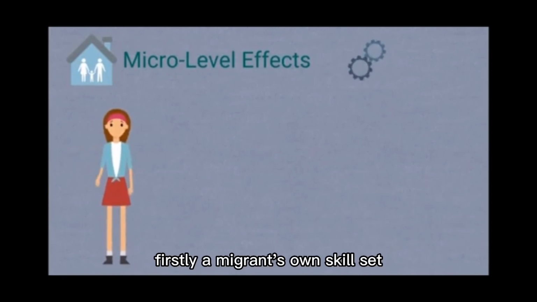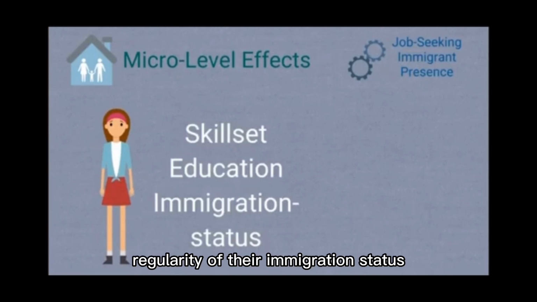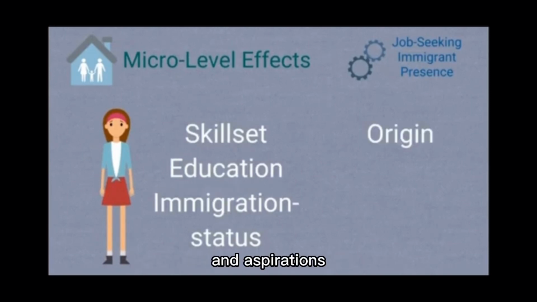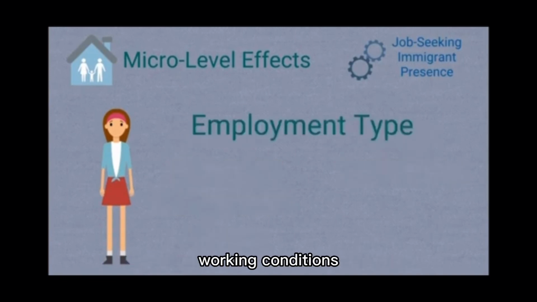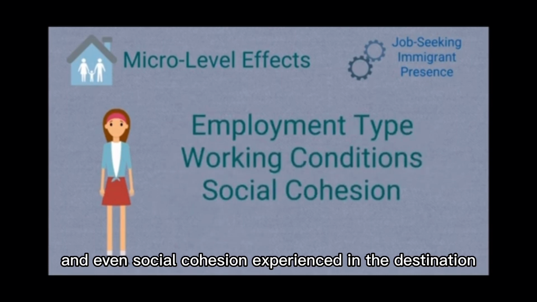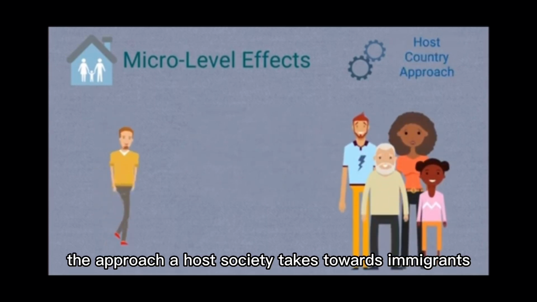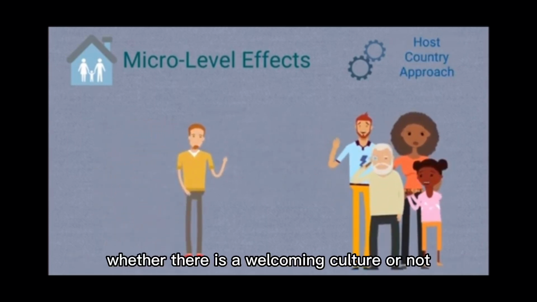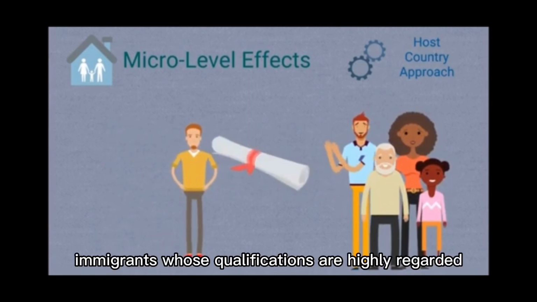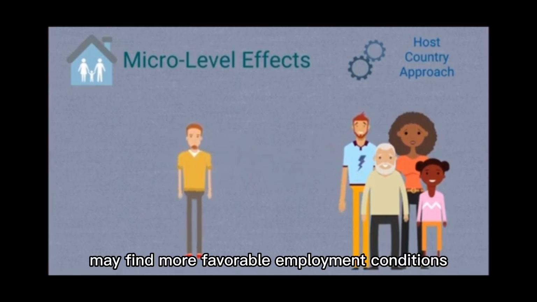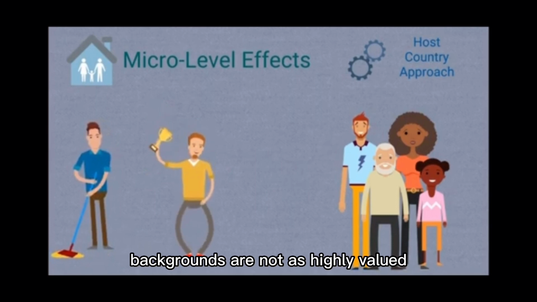Firstly, a migrant's own skill set, educational qualifications, regularity of their immigration status, their country of origin, and aspirations play an important role in determining the type of employment, working conditions, and even social cohesion experienced in the destination. The approach a host society takes towards immigrants is also important, whether there is a welcoming culture or not. Additionally, immigrants whose qualifications are highly regarded by host countries may find more favorable employment conditions than those whose backgrounds are not as highly valued.